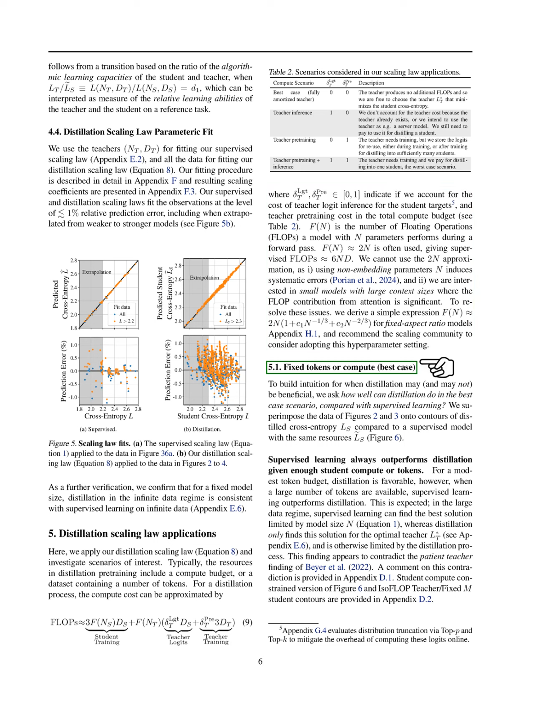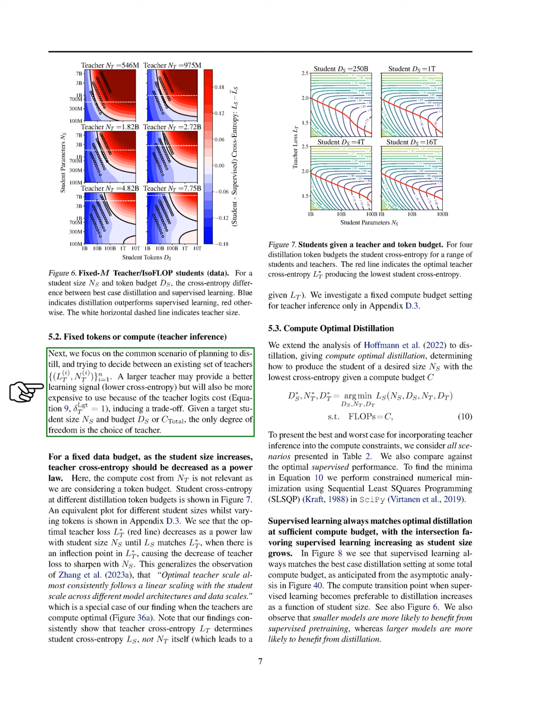This aligns with the expectation that supervised learning can identify the best solution limited by model size, whereas distillation is constrained by the distillation process. We then shift our focus to the common scenario of planning to distill and choosing between existing teachers. A larger teacher may offer a better learning signal but comes with higher costs due to teacher logits. Given a target student size and budget, our only variable is the choice of teacher.